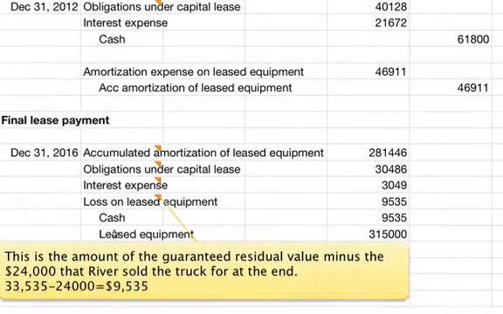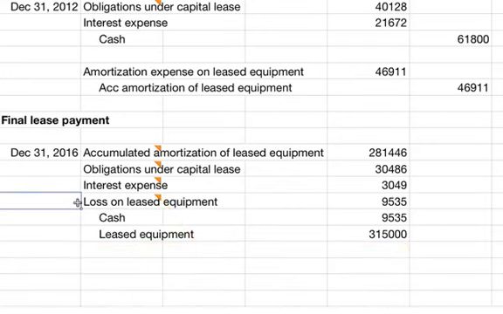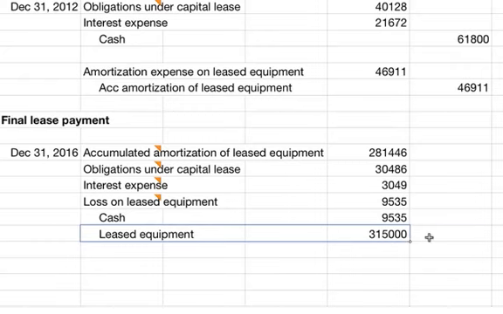Then you have the loss on the leased equipment. This is the amount of the guaranteed residual value minus the $24,000 that River sold the truck for at the end. So $33,535 minus $24,000 equals $9,535. And you credit that amount to cash because that's the difference you had to pay. And then we're crediting leased equipment for the $315,000, and that was the full lease value. And that is how you do this problem.